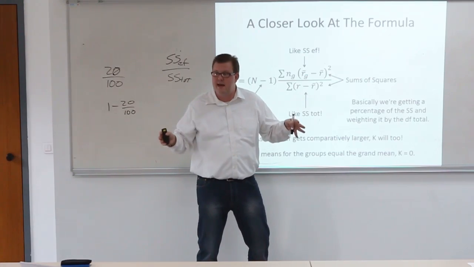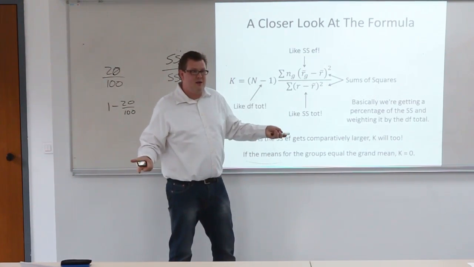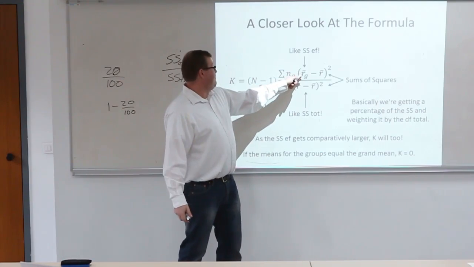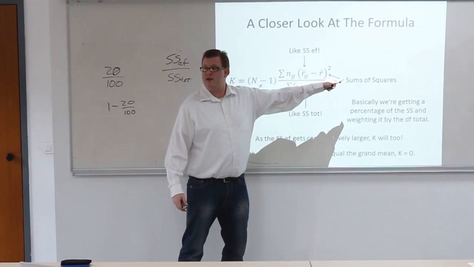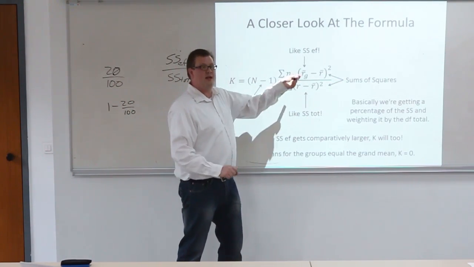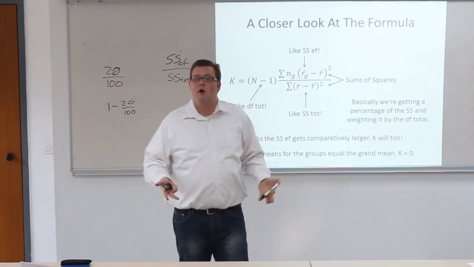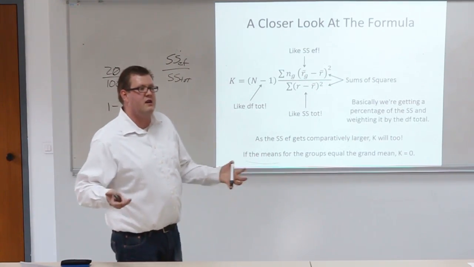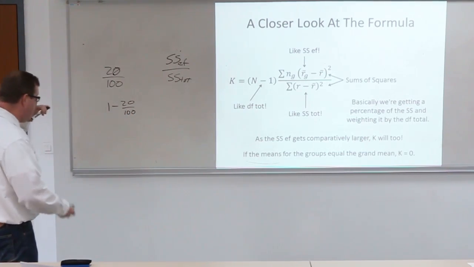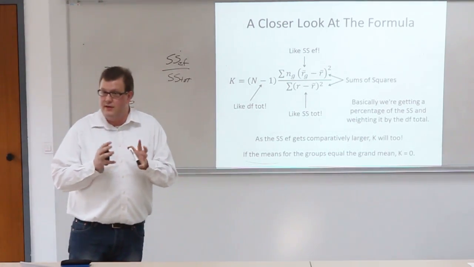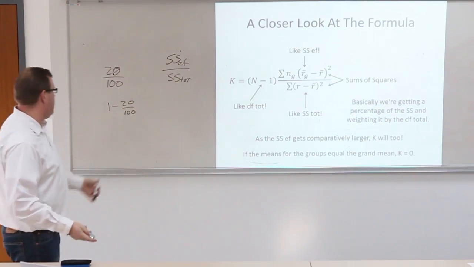If all of the group means are the same thing, then the grand mean will be the same thing. So you have, let's say, 27.2 minus 27.2 squared plus 27.2 minus 27.2 squared. We're going to have 0 on top, right? Which will give us a k of 0. So if the means for all the groups really are the same, then k is going to equal 0.